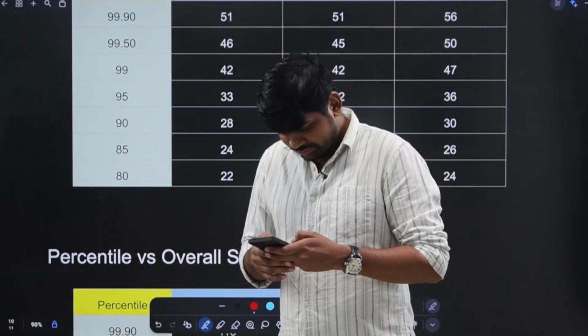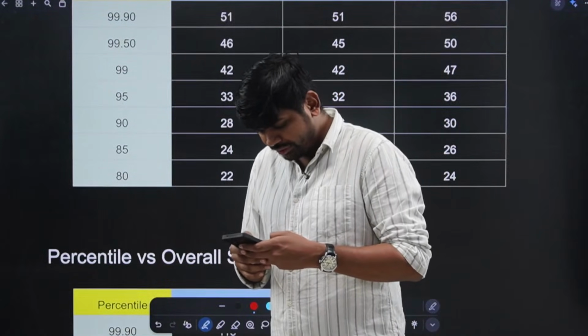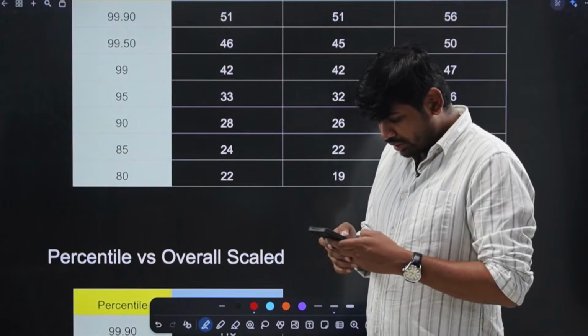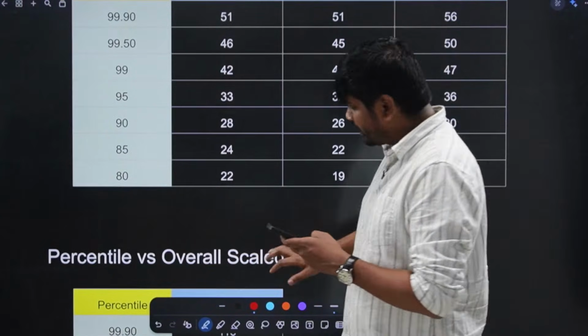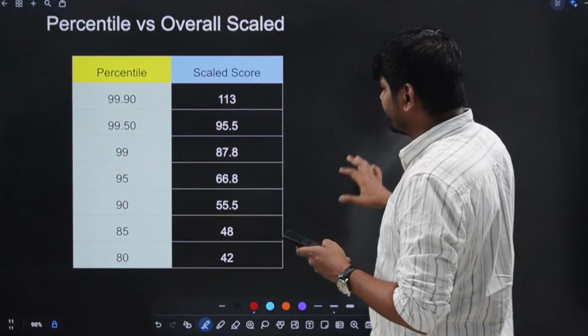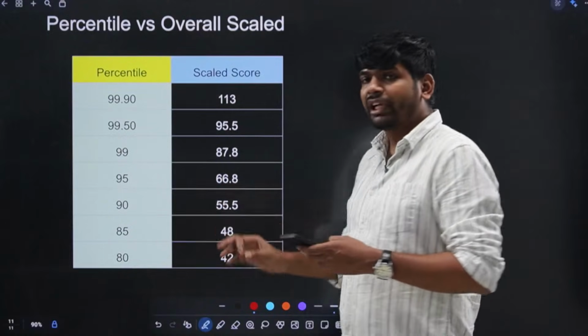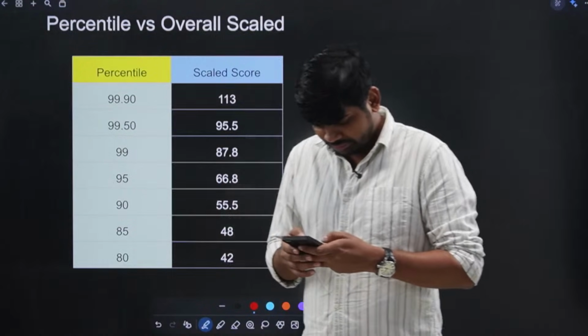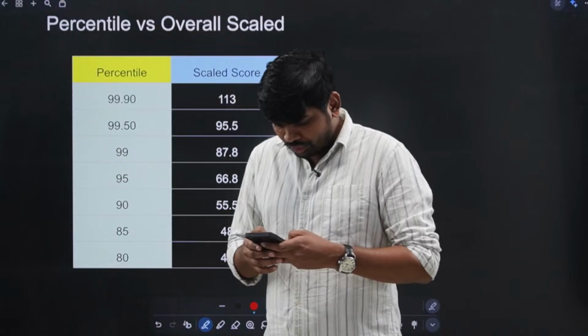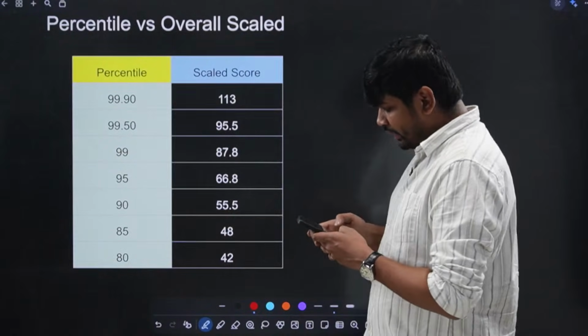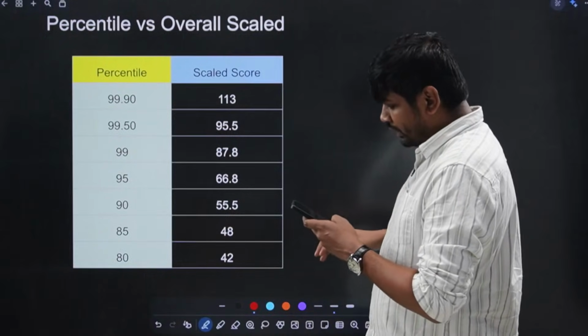Okay. 60 percentile QA slot 1. Slot 2 scaled score 60. If you are getting a slot 2 scaled score of 60, you may expect a percentile of 93 percentile. Okay. 92 raw score in slot 2.